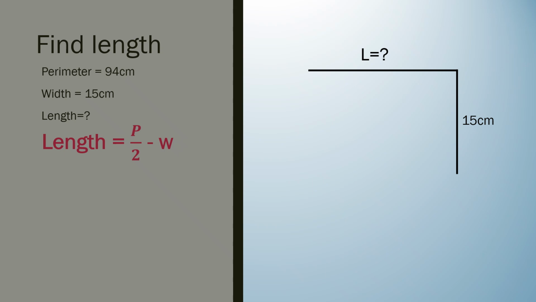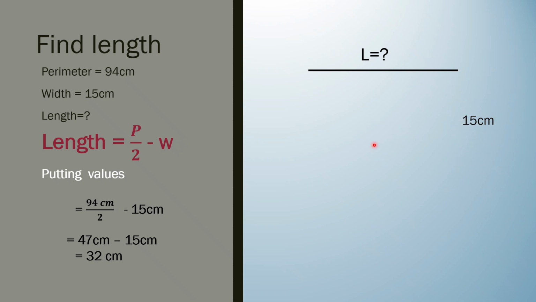When we divide perimeter by 2, the perimeter is 94 and we divide it by 2, we get 47 centimeter. Now from this 47 centimeter, as the total length of these two sides is 47 centimeter, we will subtract this 15 from it and we get the length, and the length is 32 centimeter. Clear?